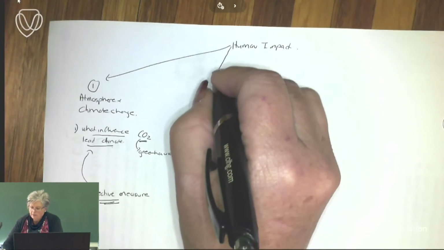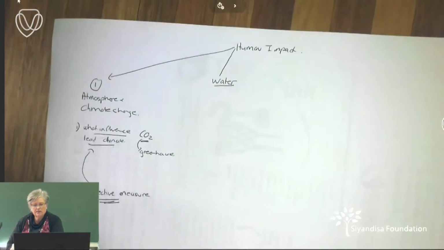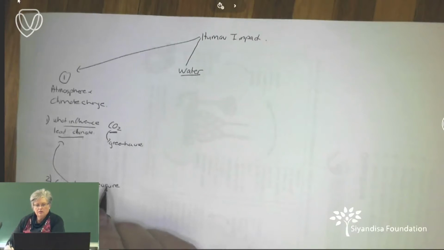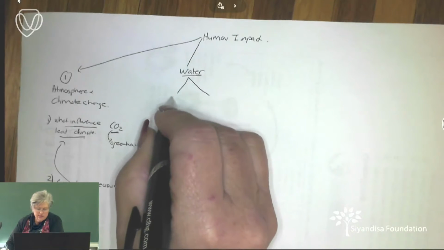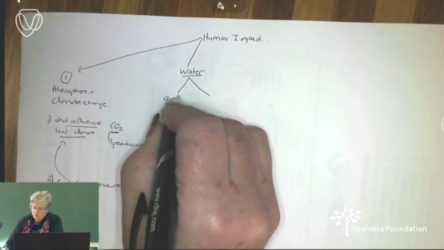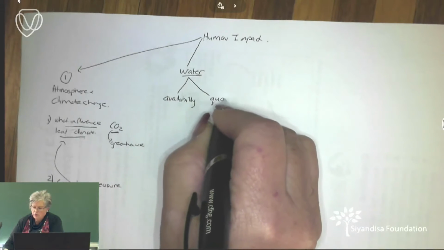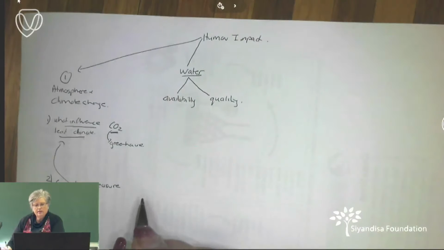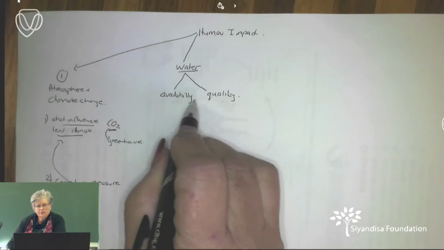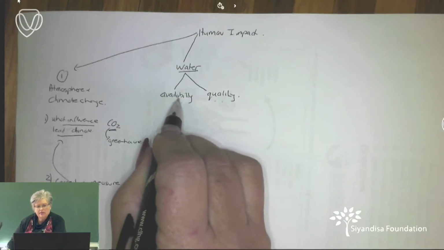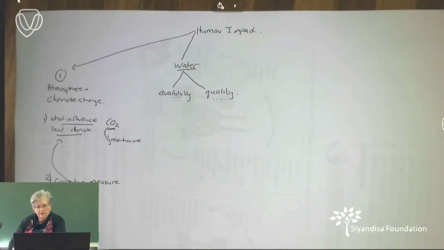The second topic is all about water. The examination guideline asks us to look at two different things about water. The first one is the availability of water, and secondly the quality of water. The Bill of Rights in South Africa talks about both of these things. The Bill of Rights says that every person in South Africa must have water available and that it must be of good quality.